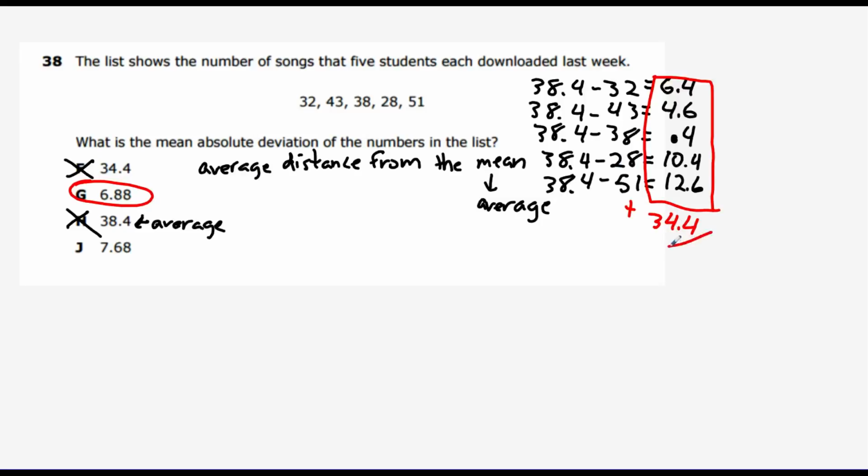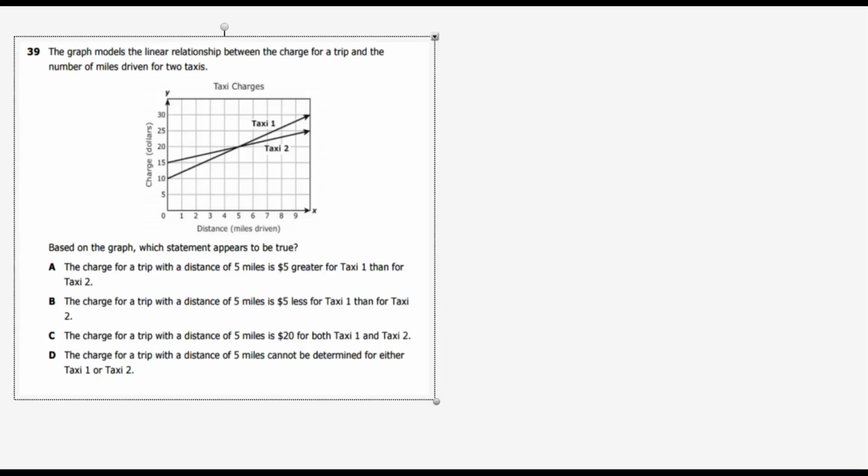So 34.4 divided by 5 equals 6.88. So each of these 5 points is about 6.88, about 7 away from the average of 38.4. Okay? That's it. That's just calculator work. A little bit of memory.